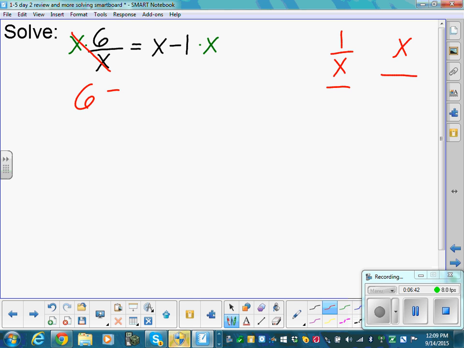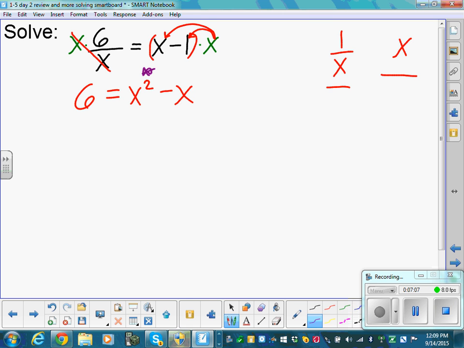And then over here on the right, we have x times x minus 1. Now we have to be careful because we're multiplying x to all this side. So x minus 1. So we've got to distribute it through. So throw in parentheses. X times x is x squared. And then x times negative 1 is negative 1x or negative x. Now notice, this is a quadratic function.